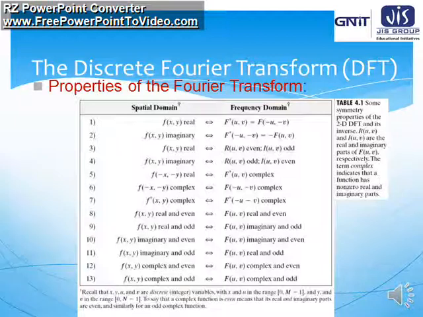Recall that x, y, u and v are discrete integer variables with x and u in the range of 0 to m-1 and y and v in the range of 0 to n-1. To say that a complex function is even means that its real and imaginary parts are even, and similarly for an odd complex function.